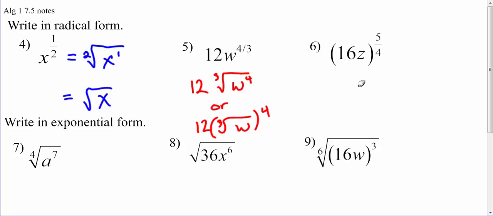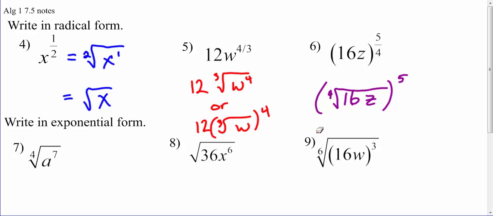And as a matter of fact, we'll run into that on this next question, number 6. Note this time that we have parentheses around 16z. That means this exponent of 5/4 applies to both terms. So I'm going to have 16z. The radical sign is over the entire thing. This time the root is 4 and the power is 5.